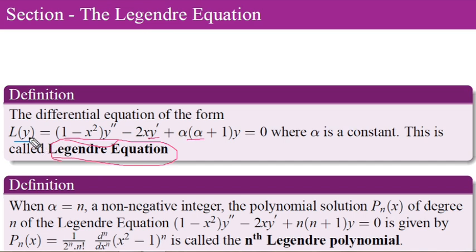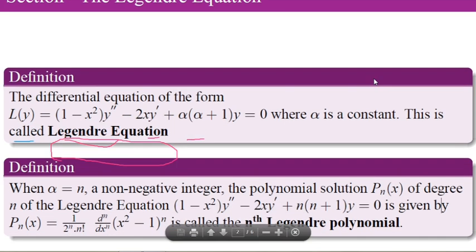What is the Legendre equation? (1 minus x square) into y double dash minus 2xy dash plus alpha into (alpha plus 1) into y equal to 0. Here alpha is a constant value. This is the definition of the Legendre equation. Next we see the Legendre polynomial.